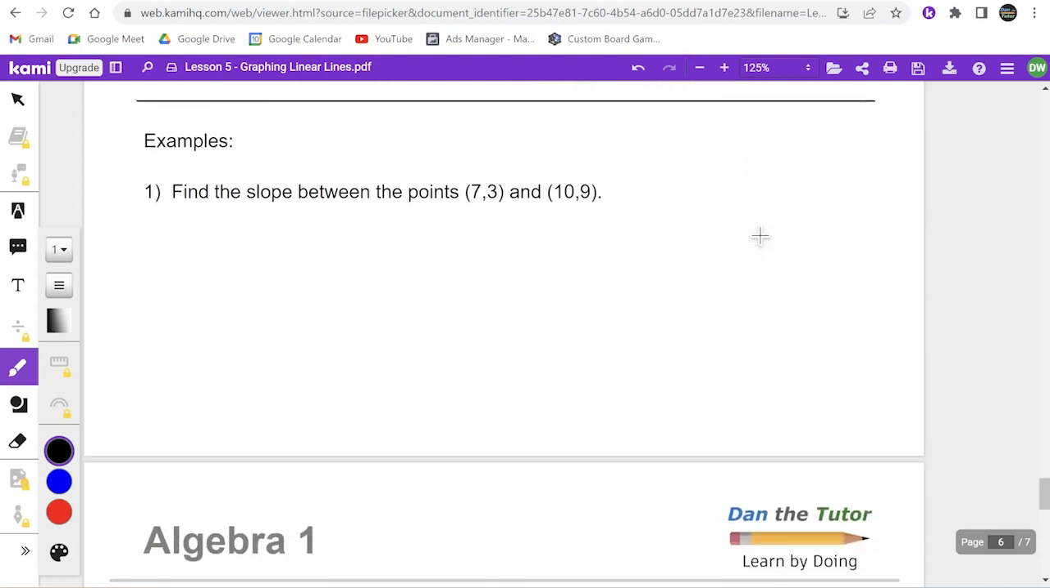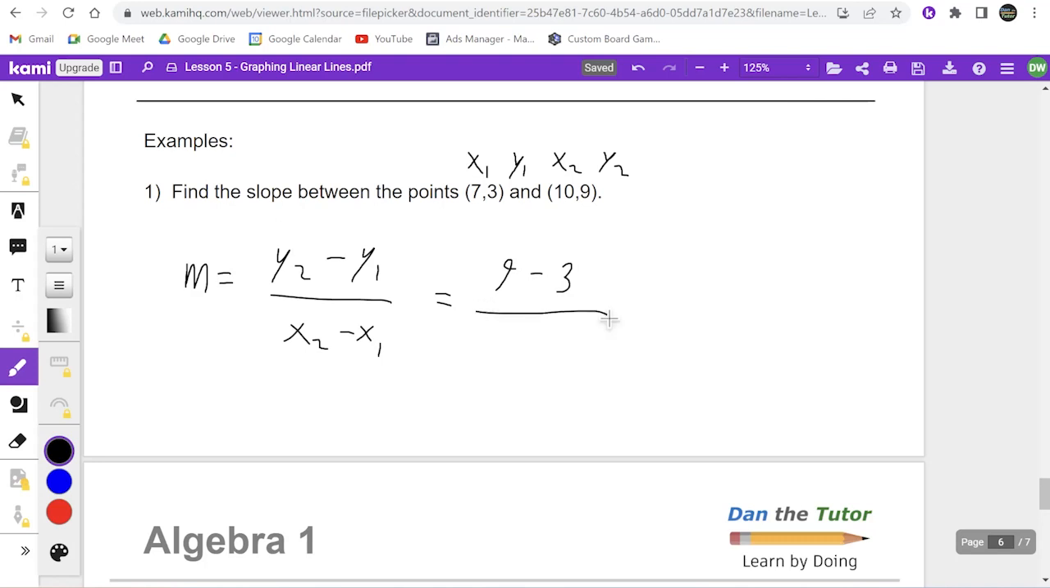Find the slope between the points (7, 3) and (10, 9). So this is what I'm saying. We need to use the slope formula because you're not always given a graph. So again, I'm going to annotate this. I'm going to say 7 is x1, 3 is y1, 10 is x2, 9 is y2. And so what that means is m equals y2 minus y1 over x2 minus x1. And so that's going to be 9 minus 3 divided by 10 minus 7.